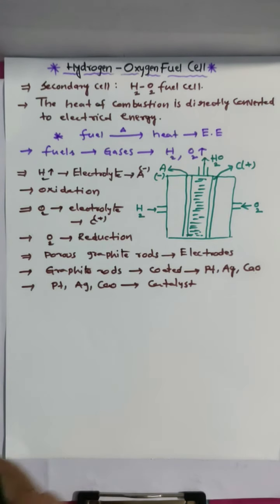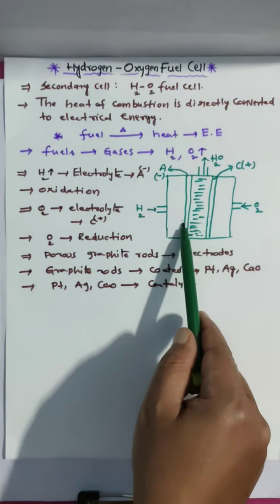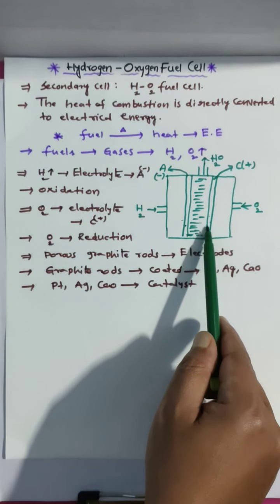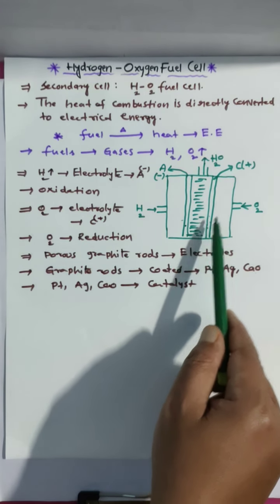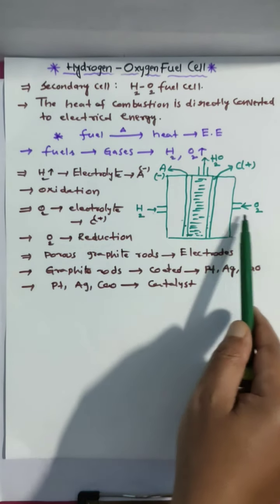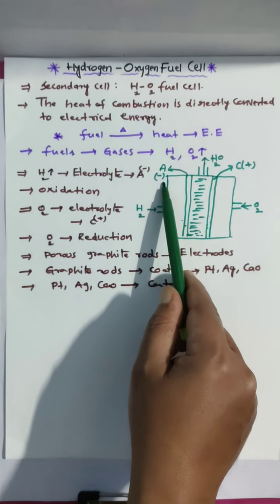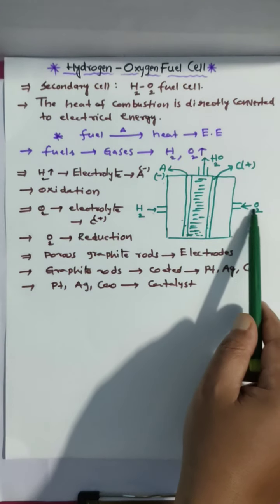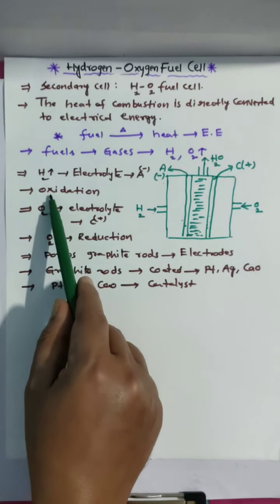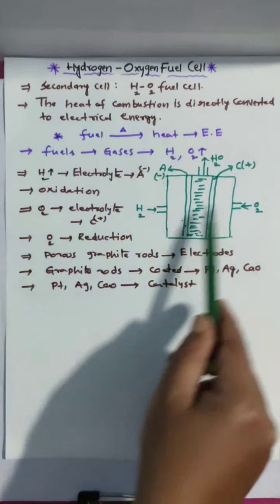So this is the construction of the hydrogen oxygen fuel cell. These two graphite rods are electrodes coated with platinum, silver or calcium oxide, which act as catalyst, and two inlets are present. One is for bubbling hydrogen, another for oxygen. Where hydrogen is bubbled, that is the anode, oxidation. Where oxygen is bubbled, that is the cathode, positive. So hydrogen undergoes oxidation at the anode and oxygen undergoes reduction at the cathode.